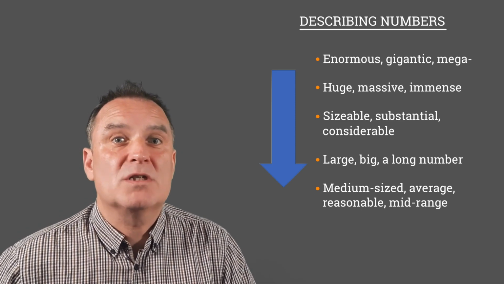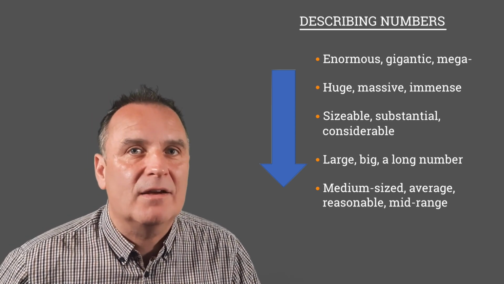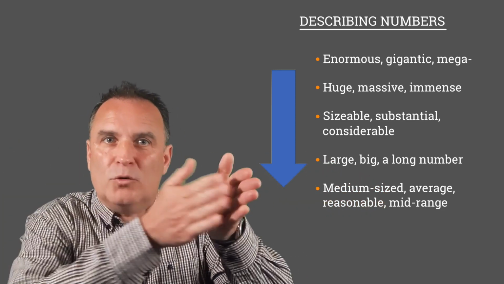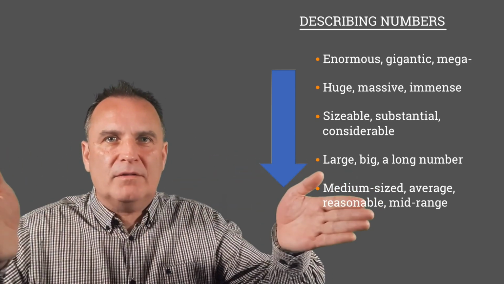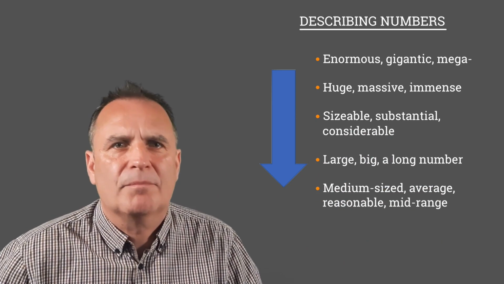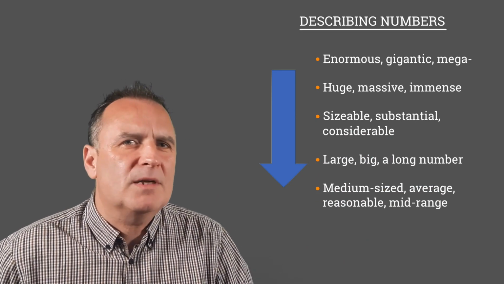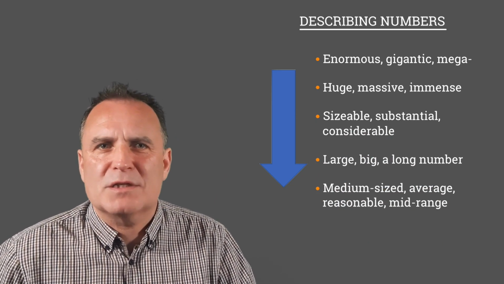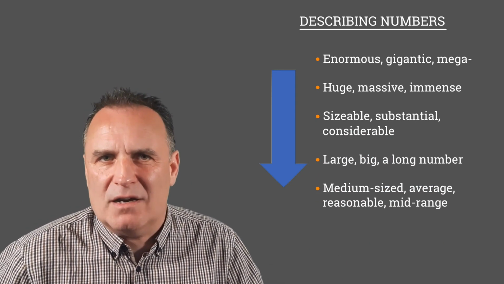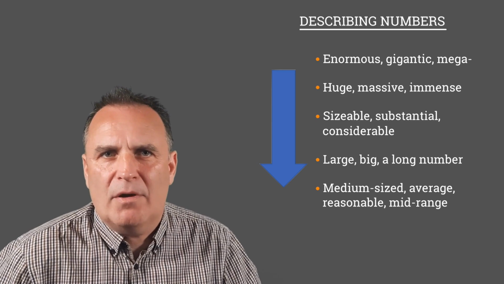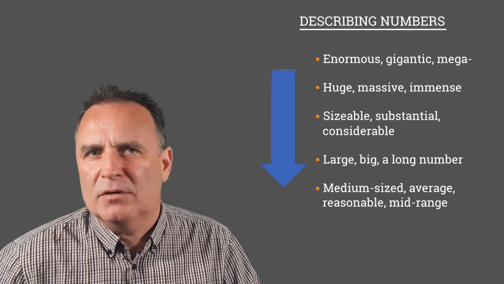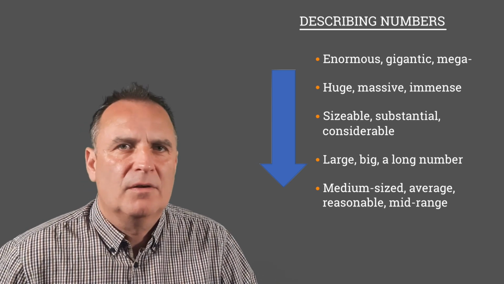Then we have these words like large, big. Of course, with numbers, we can talk about a long number. The more digits you have in the number, the bigger the number. A little bit smaller than that might be a medium-sized crowd, an average price, a reasonable number of errors.